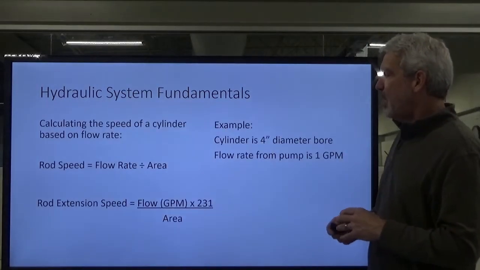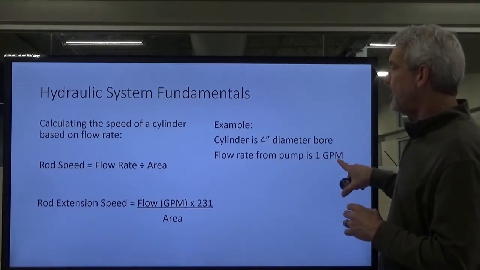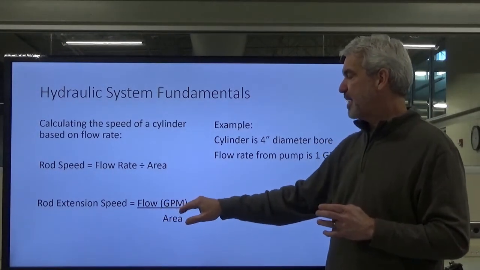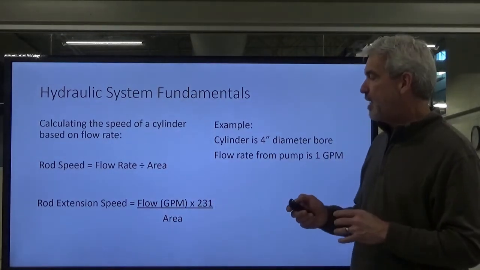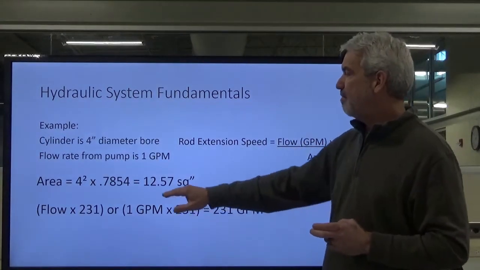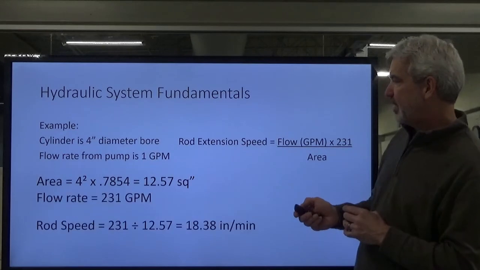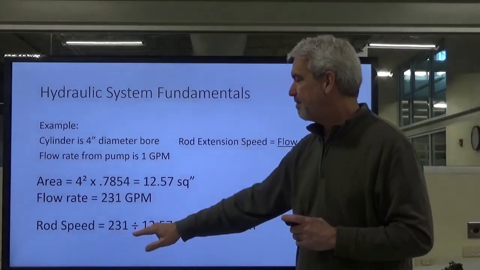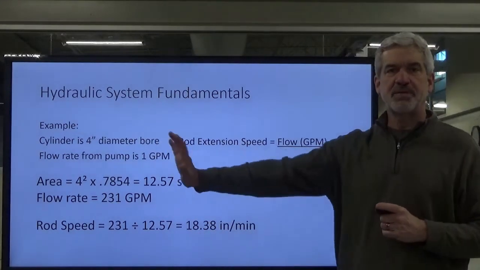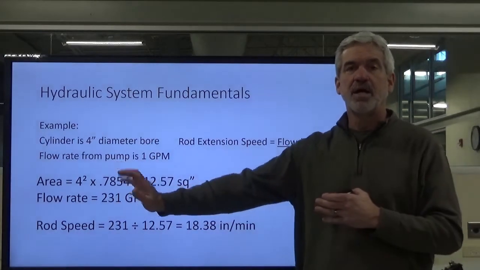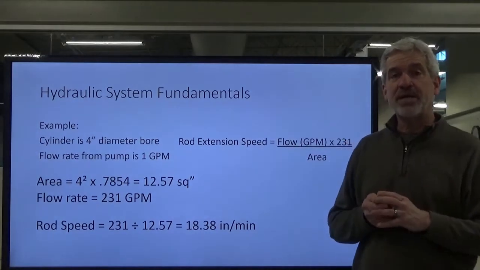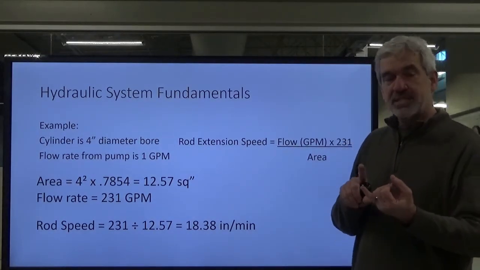Now, we're still going to use a 1 gallon per minute pump. So 1 gallon per minute flow rate of the pump times 231, and we come up with 231. We divide that 231 by 12.57, and we wind up with an extension speed of 18.38 inches per minute. So our cylinder will extend 18.38 inches per minute. That is how we calculate rod speed based on a couple of things.